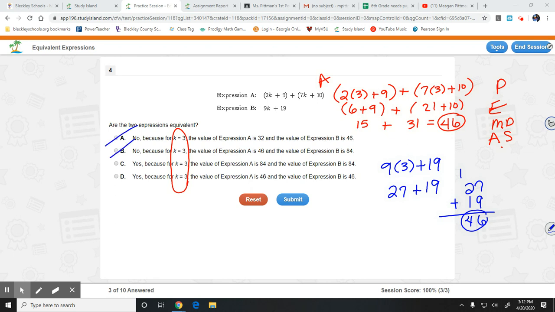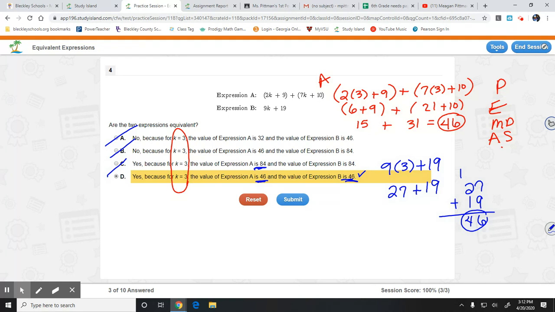All right, so let's look at this explanation here. Yes, because for k equals 3, the value of expression A is 84. Is that the answer we got? No. Okay. Yes, because for k equals 3, expression A is 46 and expression B is 46. Yes, it's correct. So our answer has to be D.